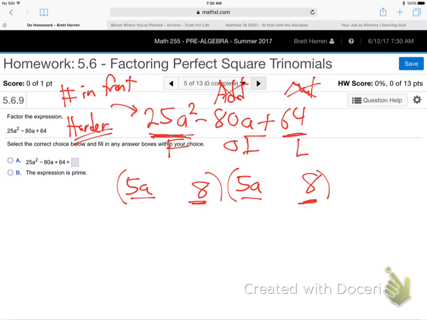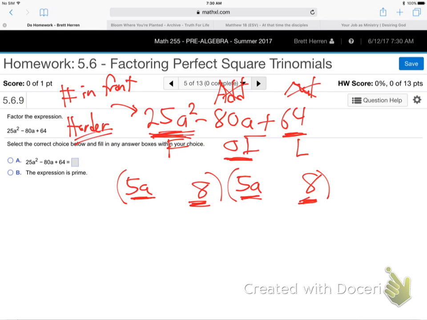Okay, so what does FOIL stand for? Remember? First, outside, inside, last. First, outside guys, inside guys, last. So first means the first one here times the first one there makes the first one here. And that's all good, no problem. And last means the last times the last makes the last. That's no big surprise there. But what's different, what we haven't been doing before, is the OI in the middle.